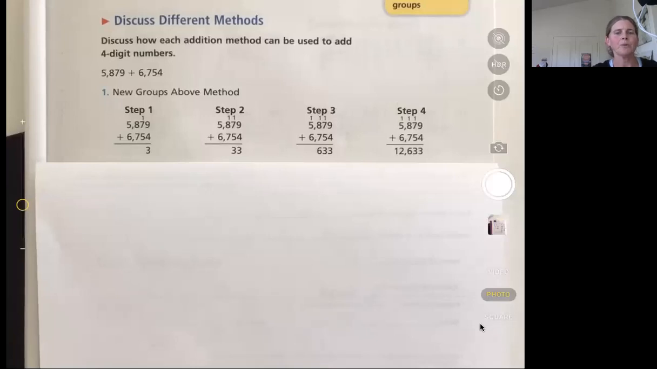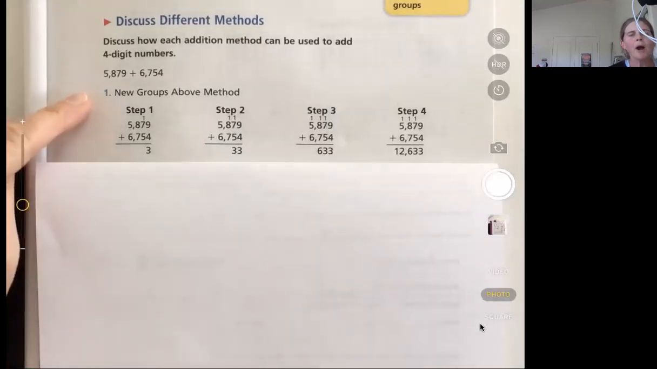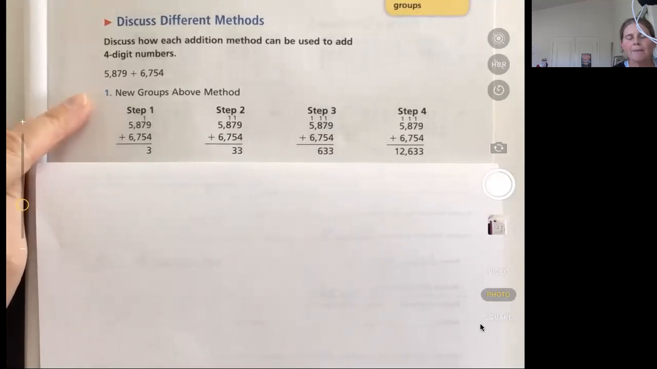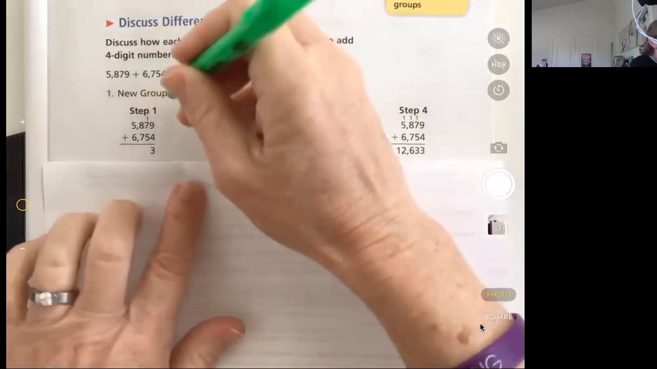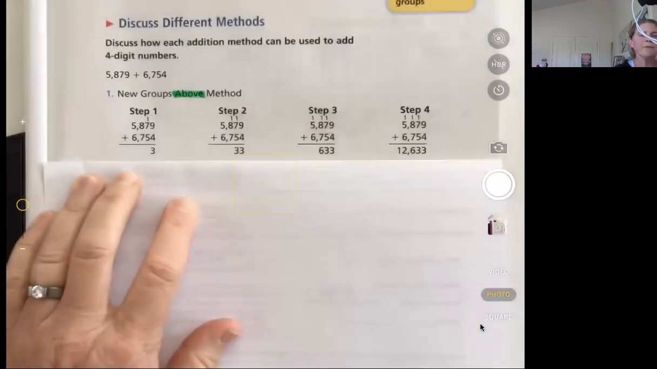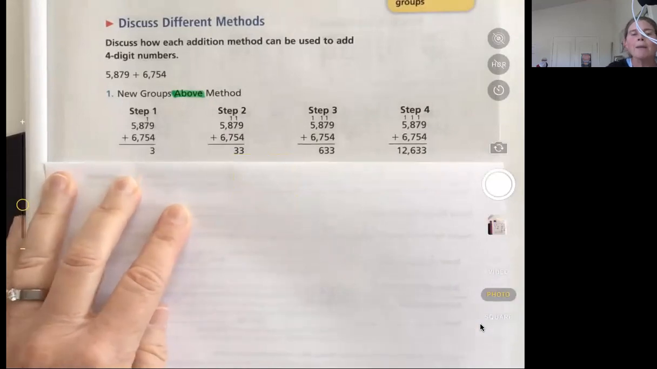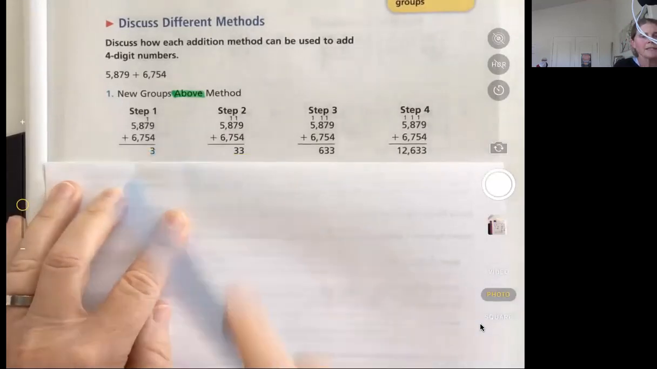I'm going to share my screen. As always, all right, here we go. So there are three ways that I'm going to share and remind you about as you do addition and making new groups. The first, probably most common way that most of us do addition is just the new groups above method. So I'm just going to highlight the word above, because that reminds me that when I make a new group, I am showing it above.